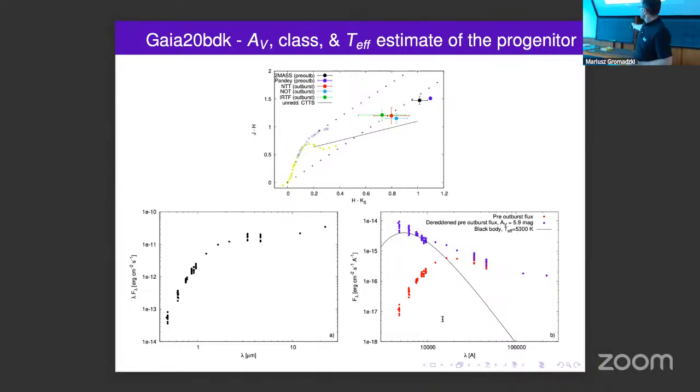And usually we establish the class by construction of the spectral energy distribution using the pre-outburst data. And after dereddening by the extinction, here are the same data which are shown here, but in flux, not energy. After dereddening, we usually fit a black body because this is sufficient. Of course, we can use stellar atmosphere models as well, but the accuracy will not be much better.